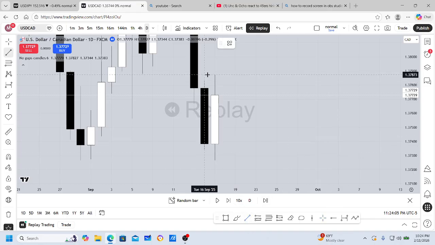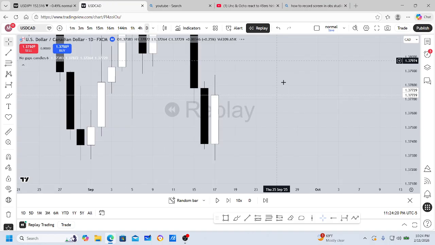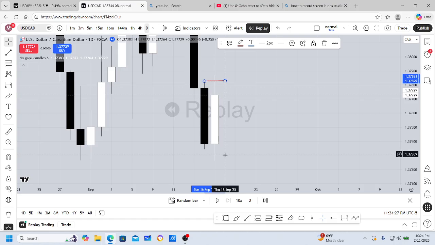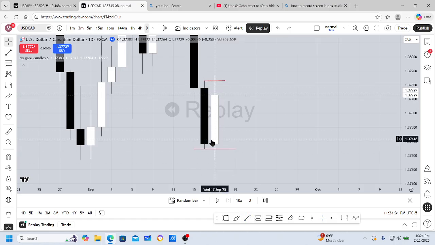So this is the previous day's high, which got run. Let me backtrack. Each candle represents a day. On the daily, 4 hour, each candle is 4 hours, all the way down to the 1 minute, right? So it takes a day to form this candle, right? Boom. So we have this low, this high that got ran, and this low that got ran. So what price did is price ran this daily low, traded up, ran the daily high.